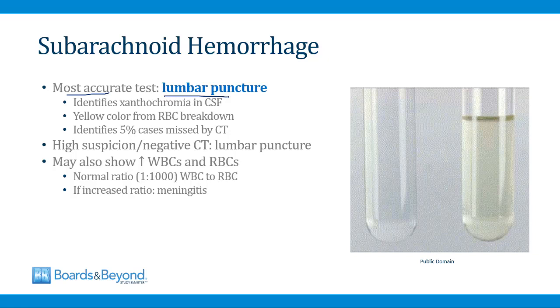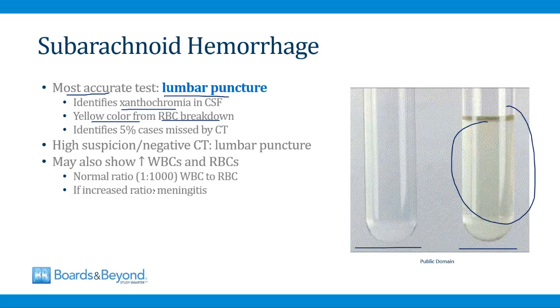Remember what we said before, the CSF runs in the subarachnoid space. So if there is bleeding in the subarachnoid space, you will find blood when you do a lumbar puncture and examine the cerebrospinal fluid. What you see in patients with subarachnoid hemorrhage after a lumbar puncture is a finding called xanthochromia in the CSF. Xanthochromia is a yellow color that the CSF takes on from breakdown of red cells. If you look at this picture on the screen here, CSF should be clear like this tube on the left, but it will look yellow in patients with subarachnoid hemorrhage, and that is xanthochromia.